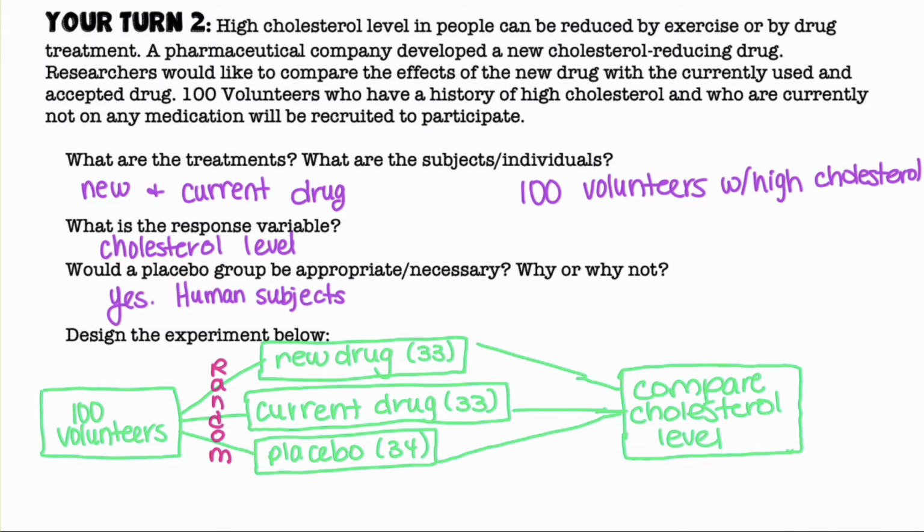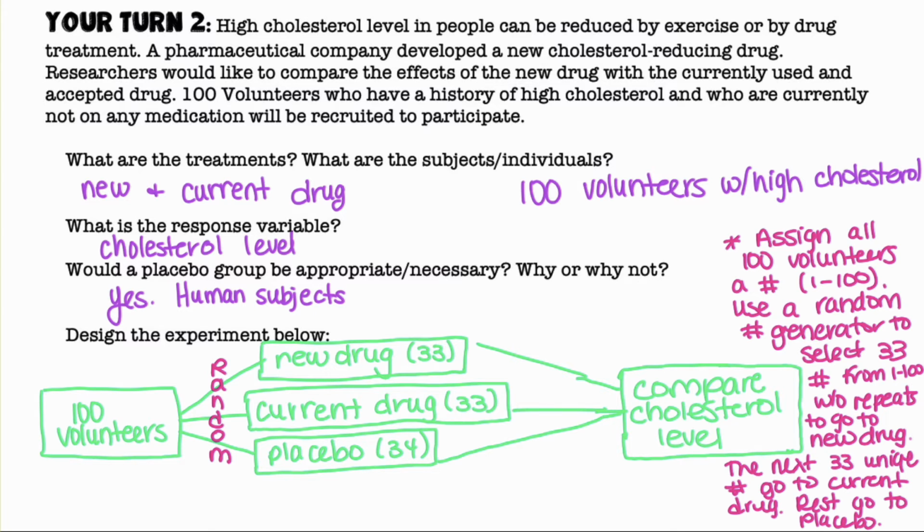I'm going to compare my cholesterol levels, and again, after I had my 100 volunteers, I randomly assigned them to their treatment groups. So I have to say how I went about that. Assign all 100 volunteers a number from 1 to 100. Use a random number generator to select 33 numbers from 1 to 100 without repeats to get the new drug. The next 33 unique numbers go to the current drug, and the rest go to the placebo. Again, you could do the shake the bag method, or you could assign them numbers and use a table of random digits or a random number generator, something along those lines for your random assignment.